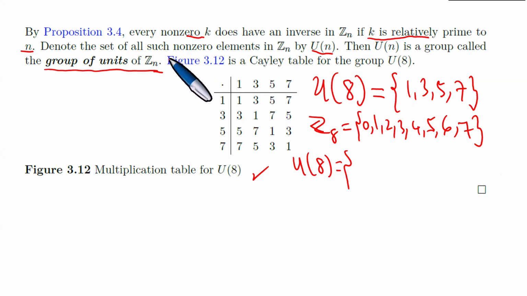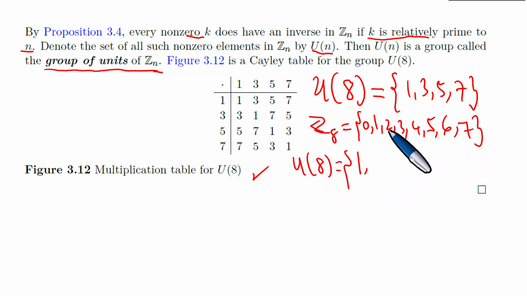Now we're looking at the group of the units. Every non-zero K does have an inverse in Zn if K is relatively prime to N. So we look for the integers that are relatively prime to N. What are the integers that are relatively prime to 8, for example, in this set here? Is 0 relatively prime to 8? It is not. Is 1 relatively prime to 8? Yes. So we put 1.